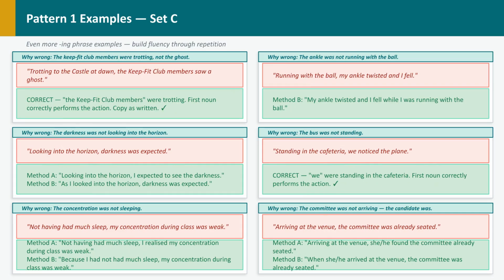This final set of pattern 1 examples includes sentences that are already correct. The key is to check if the first noun correctly performs the action described in the ing phrase.